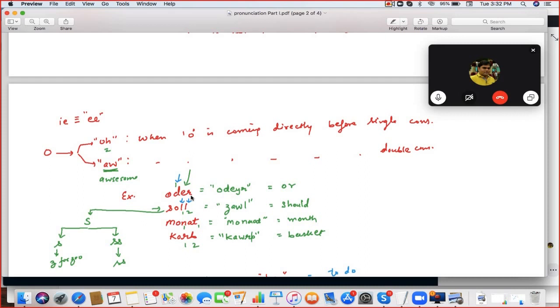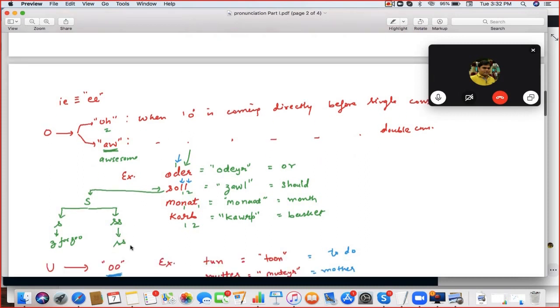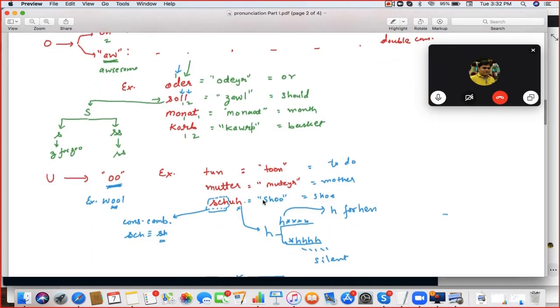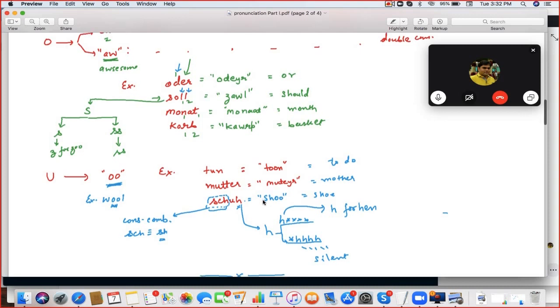Single S is Z for zebra, the Z sound, and double S is S sound. So after O, two consonants, and Z for zebra. So this is Zoll. Speak Zoll. And next is Monat and Korp. Odor, Zoll, Monat and Korp. Okay, good.